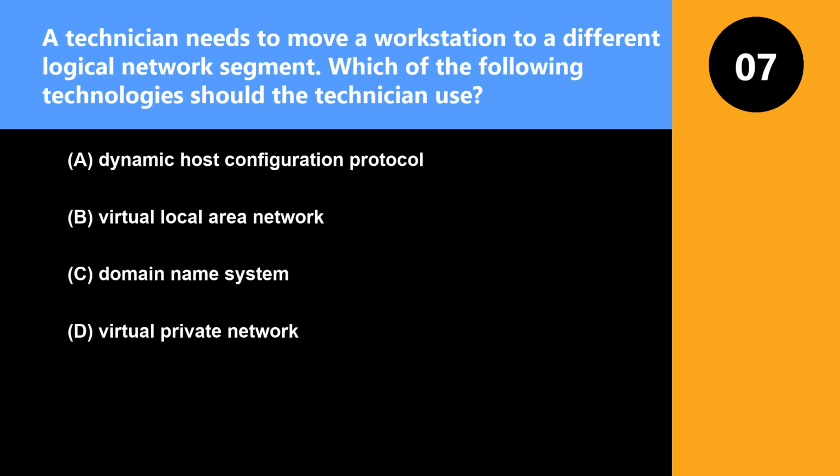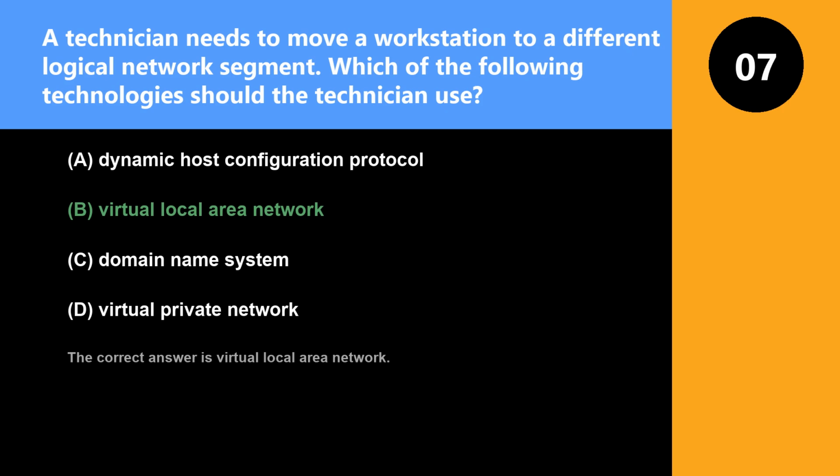Question 7. A technician needs to move a workstation to a different logical network segment. Which of the following technologies should the technician use? Option A. Dynamic host configuration protocol. Option B. Virtual local area network. Option C. Domain name system. Option D. Virtual private network. The correct answer is option B, virtual local area network.